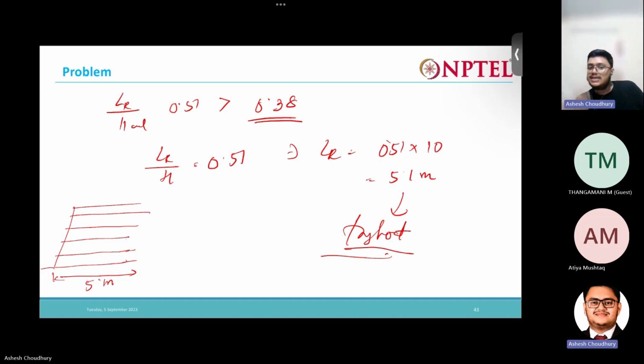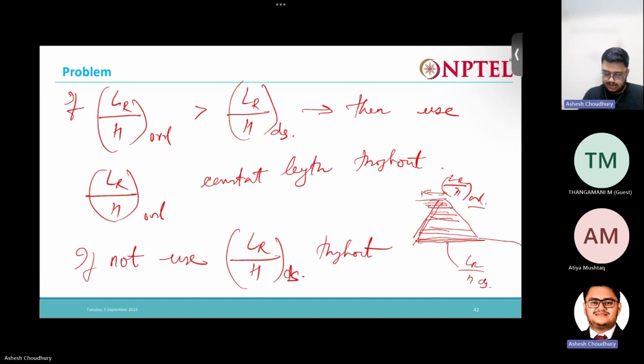Now, if LR by H ds was greater, then at the bottom we would have provided LR by H ds and tapered it out, reaching LR by H overall at the top, or we would have provided constant LR by H ds. These are the two options. So remember this criteria if you are using Jewell's method. I hope this is clear.